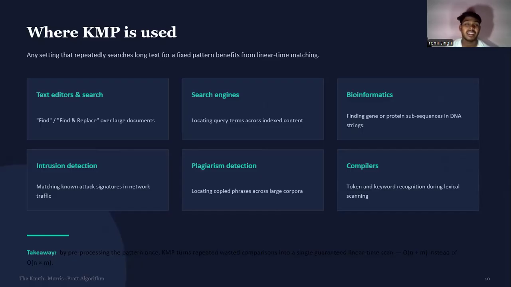Like if you are writing a research paper and you're using the same phrases that are used in other research, it will detect the plagiarism easily. Compilers: token and keyword recognition during lexical scanning.